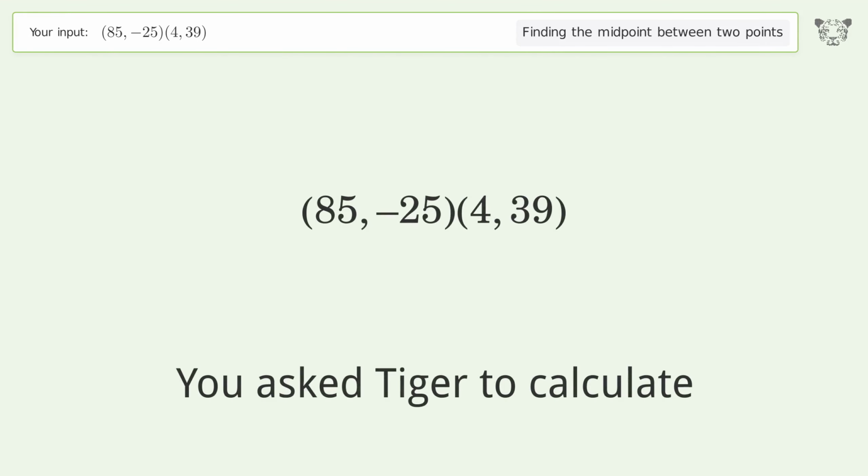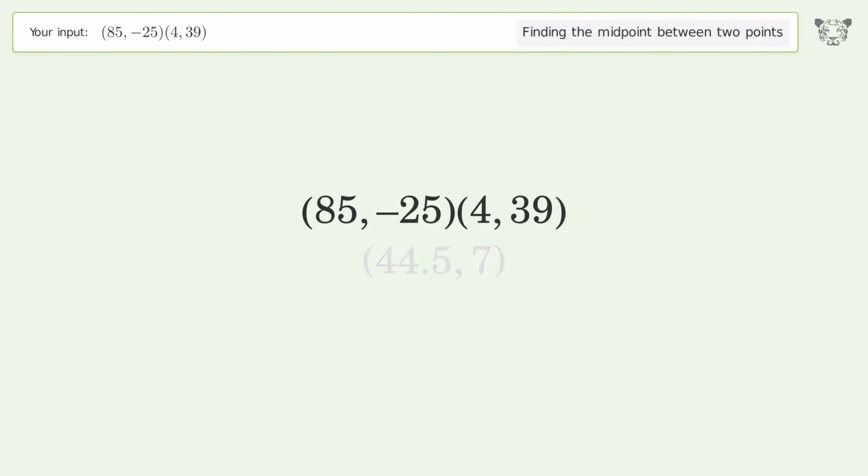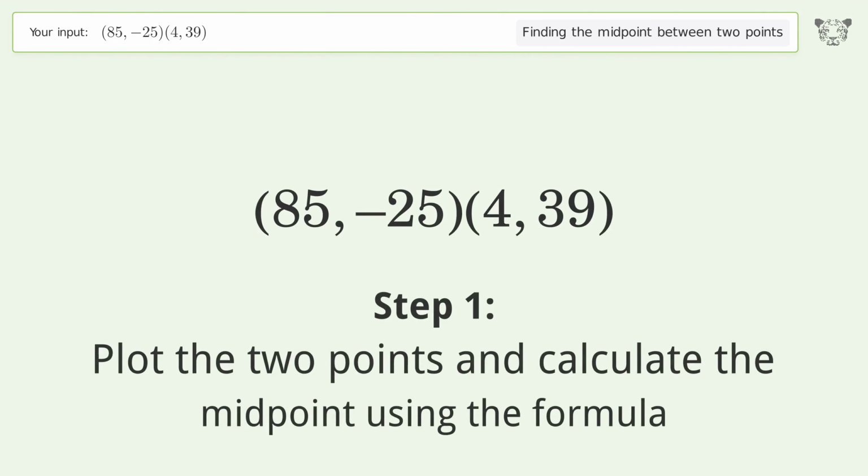You ask Tiger to calculate. This deals with finding the midpoint between 2 points. The midpoint between the 2 points is 44.57. Let's solve it step by step. Plot the 2 points and calculate the midpoint using the formula.